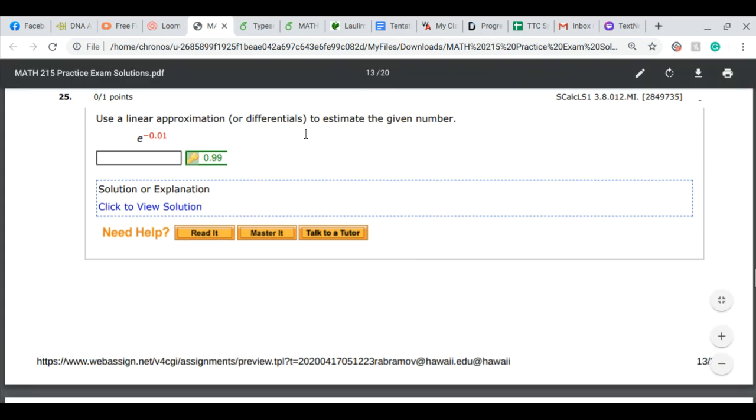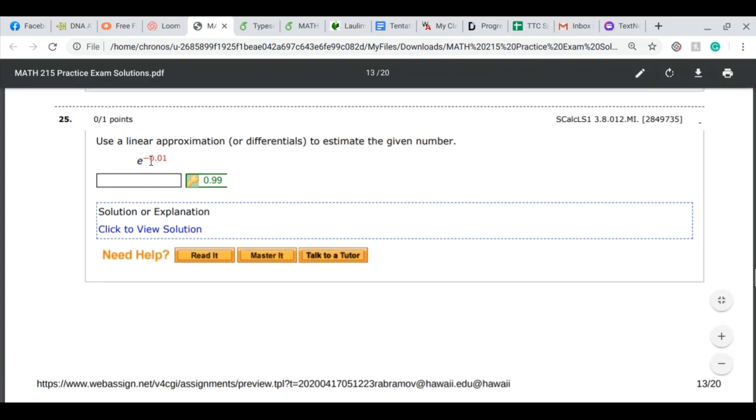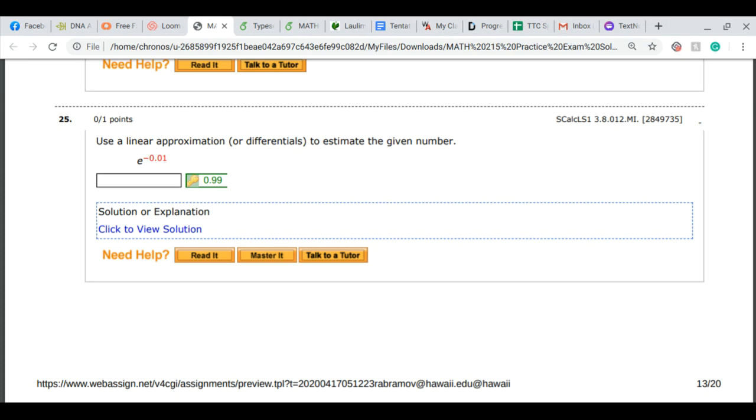Here, use linear approximation to estimate the given number, e to the minus 0.001. Okay, so here, how do we use differentials or linear approximation? Remember the formula, f of x is approximately f prime of a times x minus a plus f of a. Here, x is negative 0.001. A is 0, because minus 0.001 is close to which number? Closest to a number where we can easily evaluate e to that number, it's close to 0. E to the 0 is 1. So a is going to be 0.